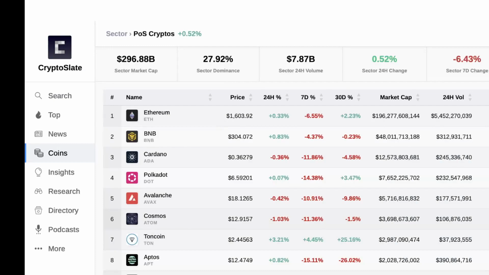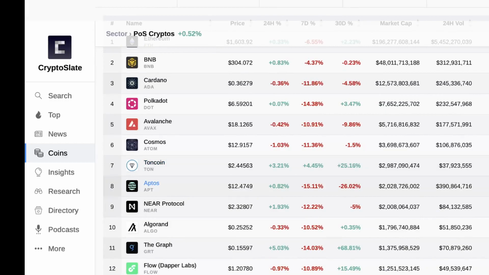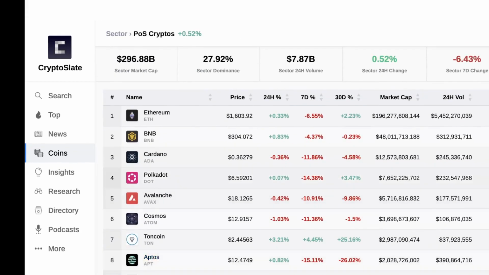So this is from CryptoSlate, and all these coins are doing proof of stake. They're no longer doing proof of work. If you can see, I think before 2022, Ethereum was still proof of work, and then they changed to proof of stake. During the mining, the yield is not so good, right?